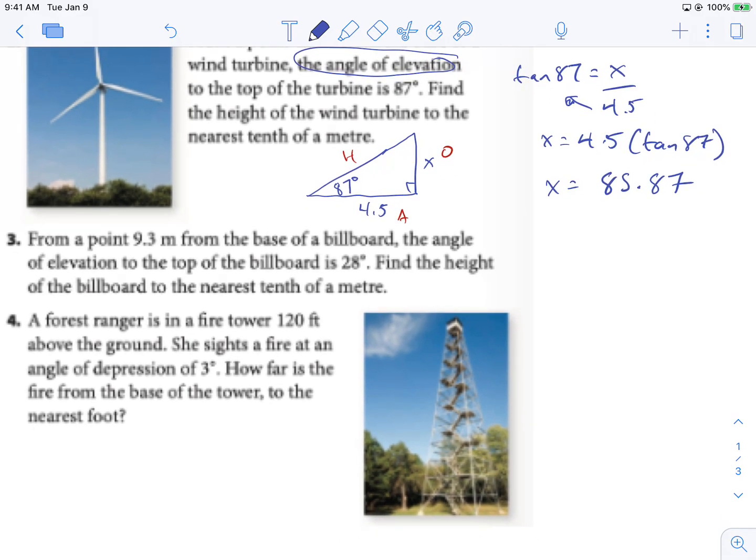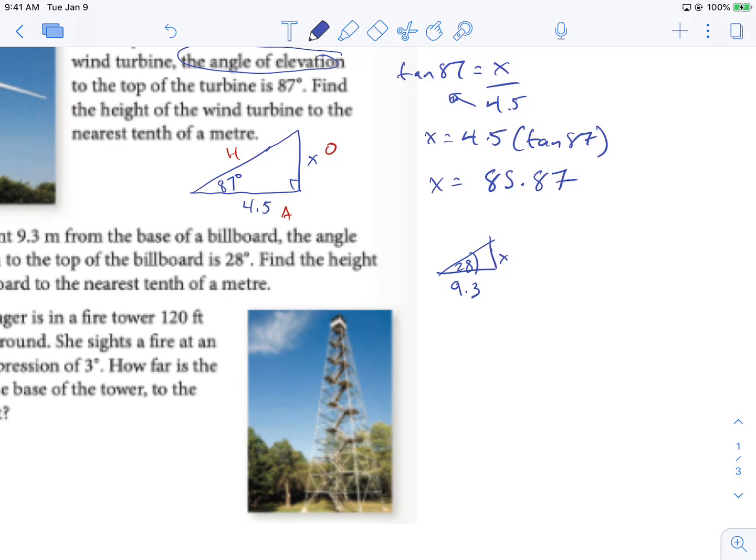Okay, so from a point 9.3 meters from the base of a billboard. So let's draw 9.3. Here's our billboard. It says the angle of elevation is 28, and we just learned about that. And we want to figure out how tall this thing is. So almost the exact same question. You're going to follow the exact same recipe, and here's how we do it. Tan 28 equals opposite, which is x, over adjacent, which is 9.3. Bring that up, 9.3 times tan 28 is what's going to make this happen for us. And this is going to give us a value of 4.9.